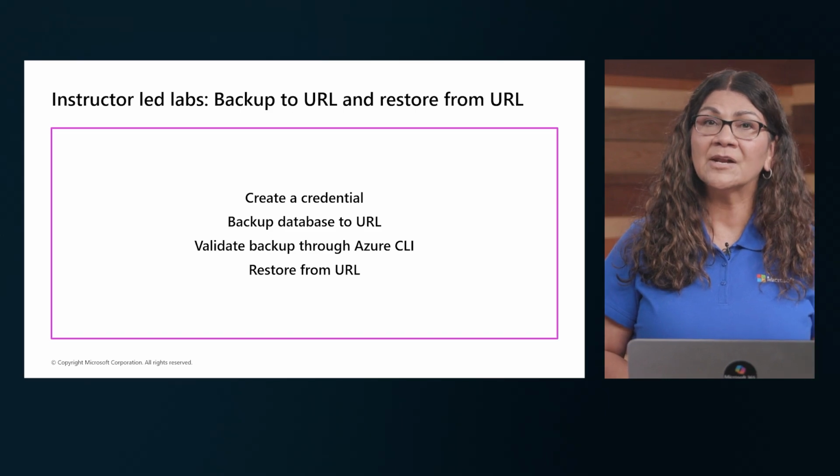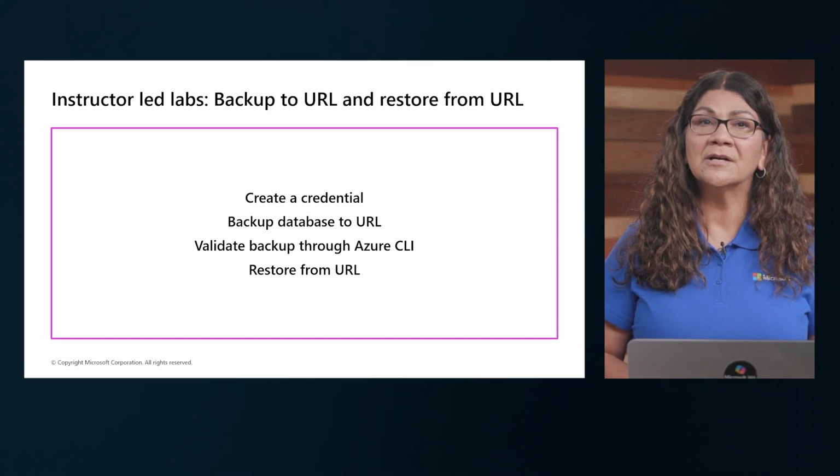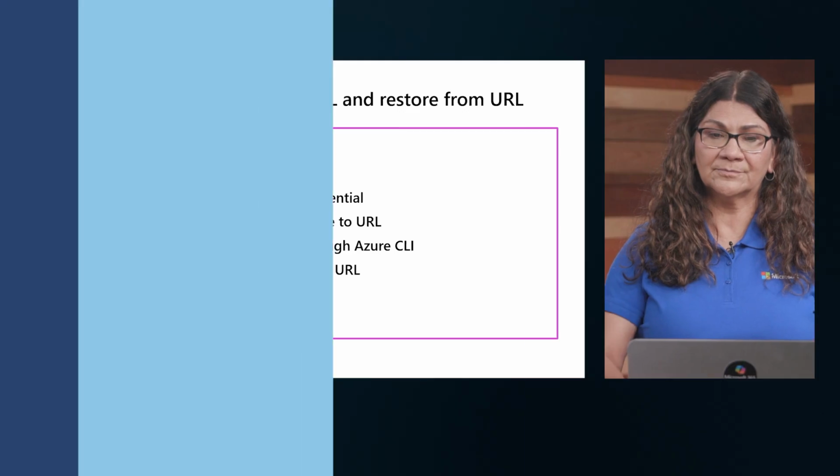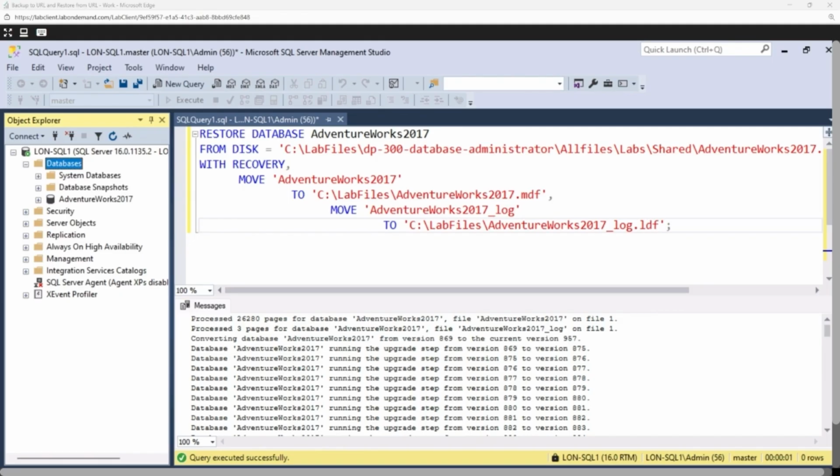Now let's see how to back up and restore from a URL. I'm going to suggest that you walk through this and take your time, because there are a lot of places that you can get caught up a bit. To start this lab off, I have restored the AdventureWorks 2017 database to my SQL Server, and you can see it over there on the right-hand side.